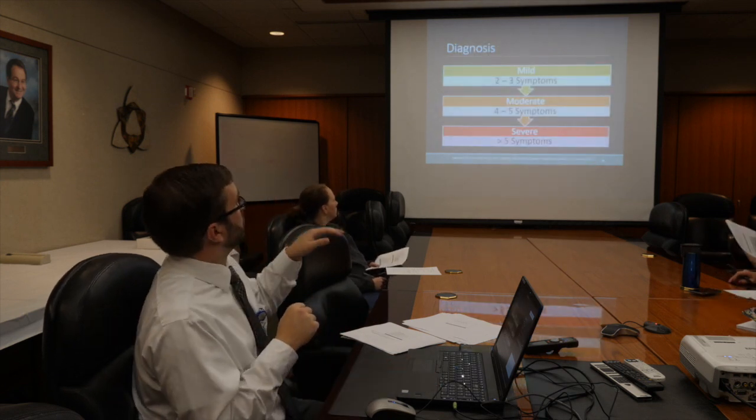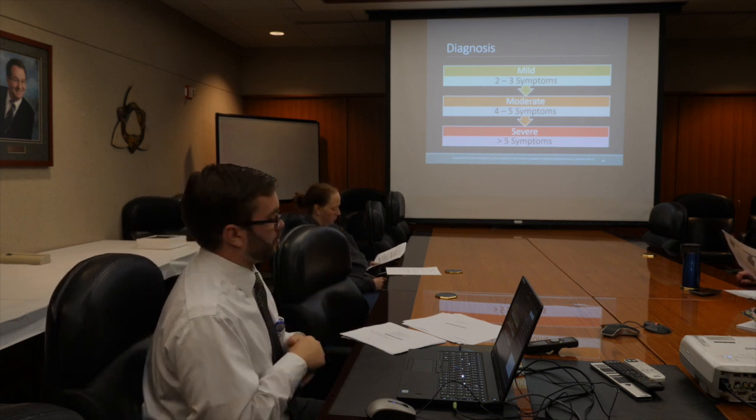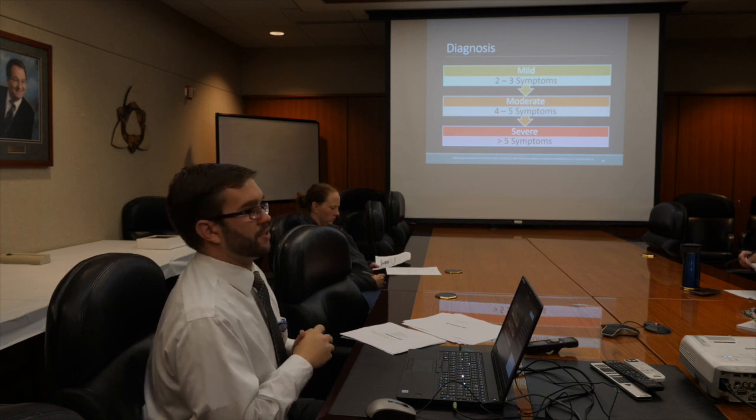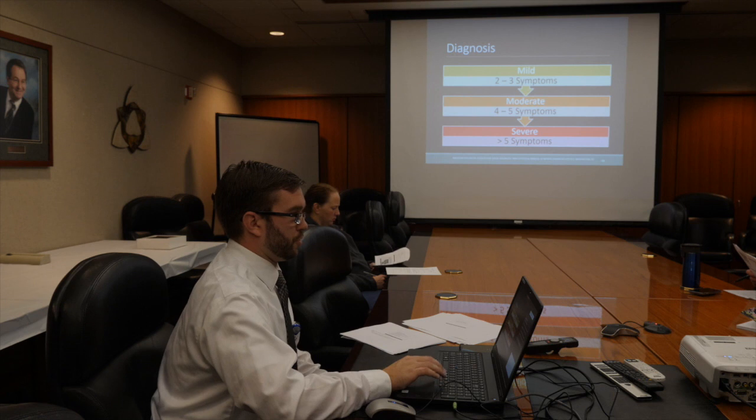If we have 2 to 3 of them, we're looking at a mild opioid use disorder. 4 to 5 is moderate, and more than 5 is severe. So this is kind of how our psych friends might diagnose somebody with an addiction problem, an opioid use disorder problem.